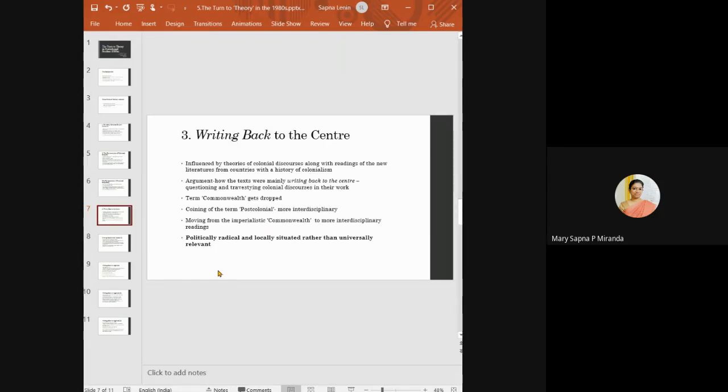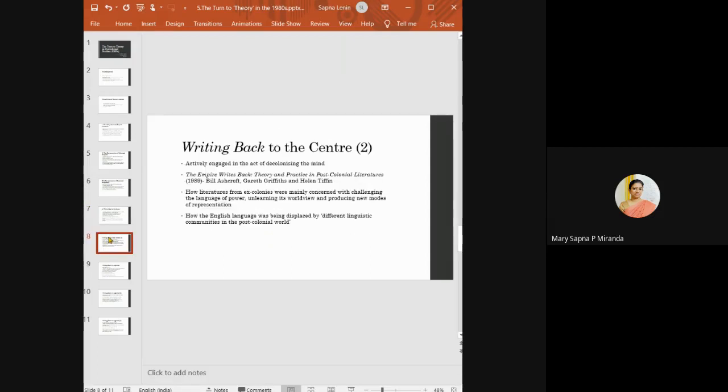So this way is very politically radical, and this is locally situated rather than universally relevant. So these new texts from these countries are studied from a political angle, and the critics look for the local problems, the local experience, the local understanding, rather than looking for the universality and timelessness that was followed by the Commonwealth critics and writers. So now again, when you're talking about writing back to the center, this is again an act of decolonizing the mind. Decolonizing the mind.